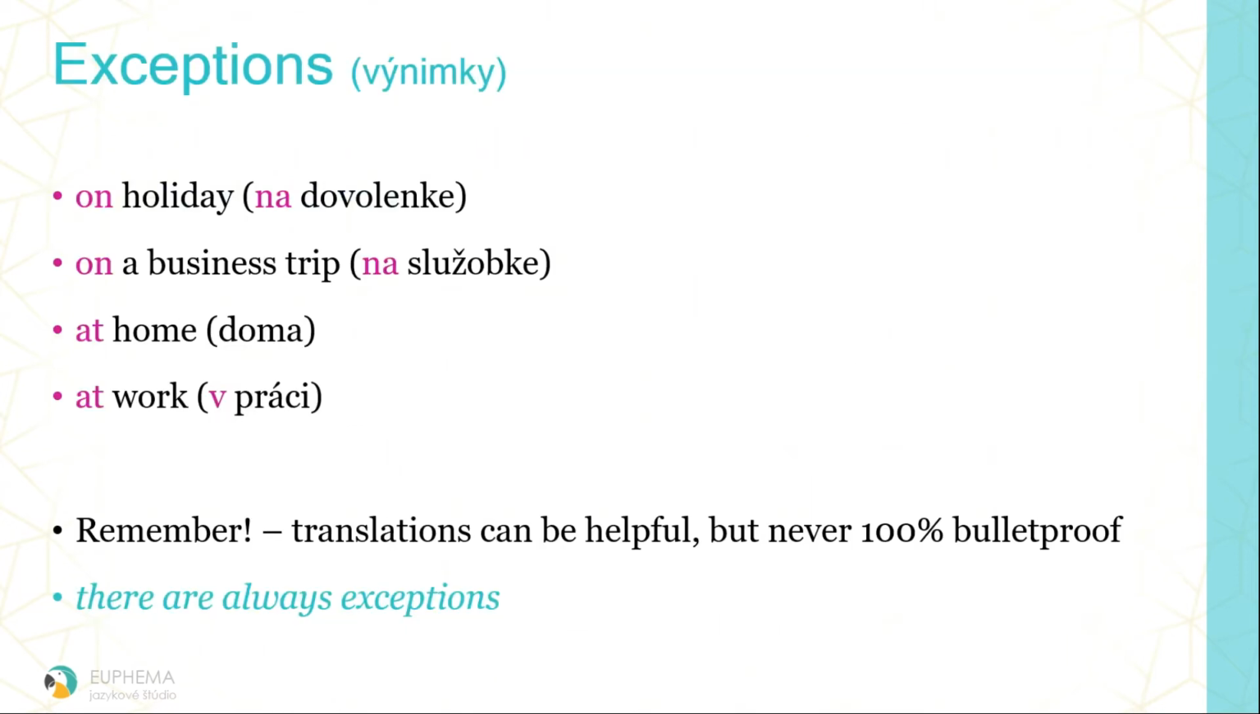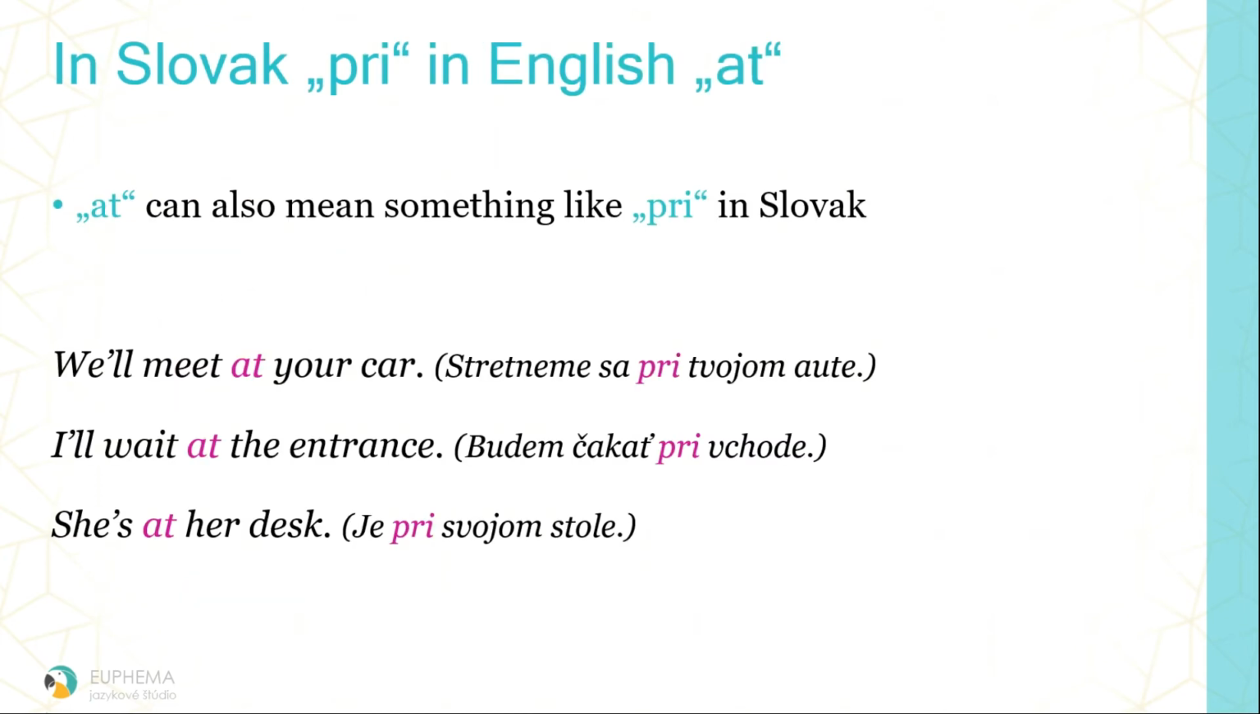As always, also here there are some exceptions, like for example, on holiday, on a business trip, at home, and at work. Remember that translations can be very helpful when you're learning English, but they are never 100% bulletproof. There are always exceptions. Let's now check out a case when English at means pri in the Slovak language.